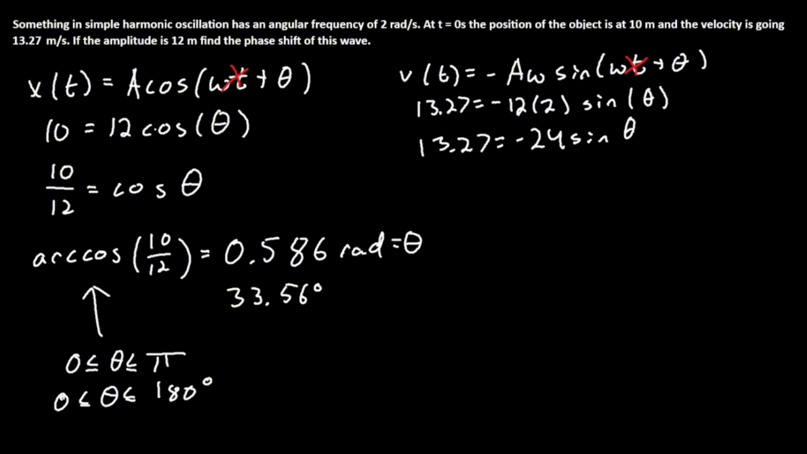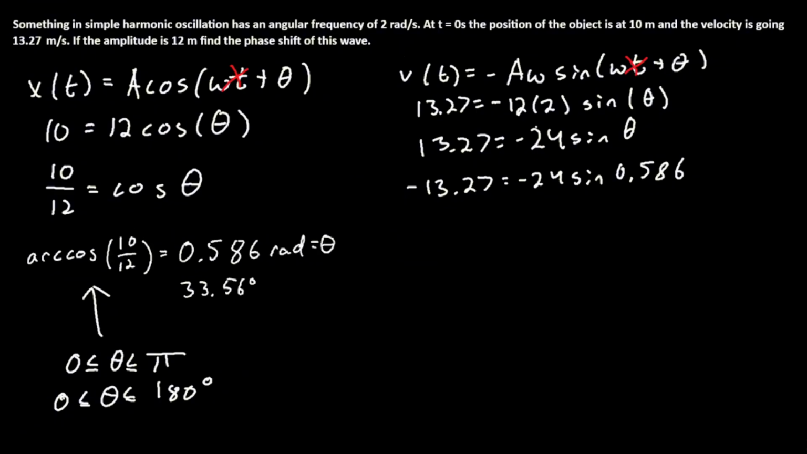The theta value in our position function is 33.56 degrees or 0.586 radians. So let's plug 0.586 radians into a calculator. So let's put negative 24 sine of 0.586 radians. And what you get actually isn't the right answer. So the right answer is 13.27, but you got negative 13.27. So currently, and the negative matters here, your phase shift is wrong. But what about for the sine value? Let's try to isolate your sine function.